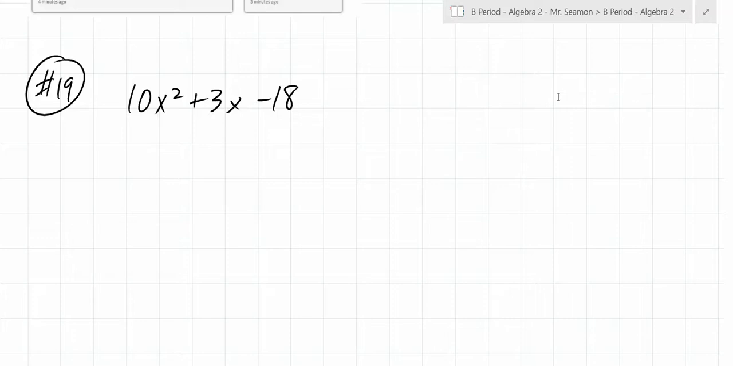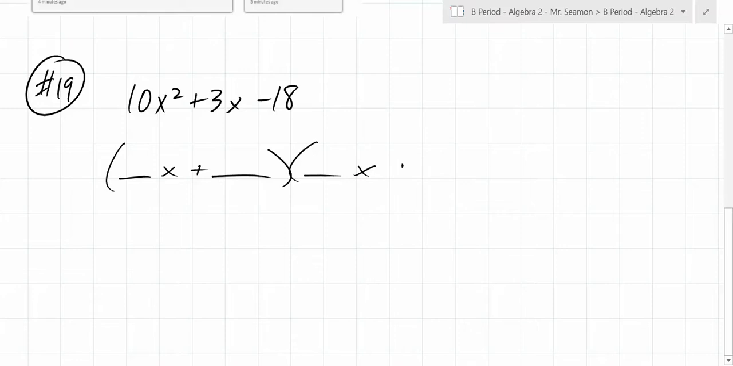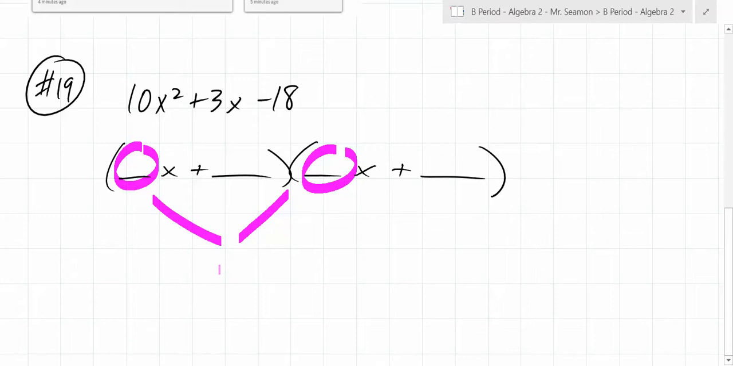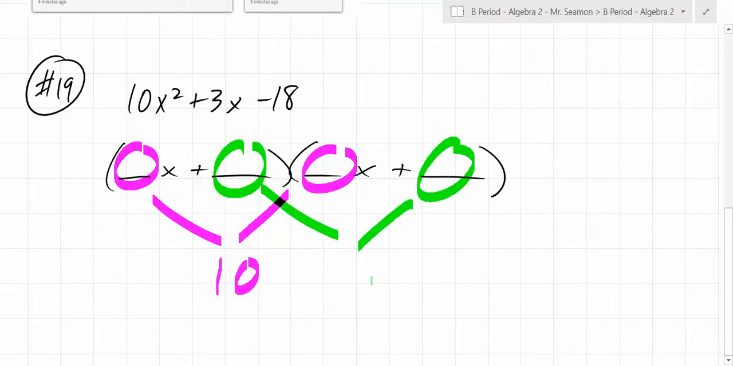So first of all, you're trying... What's your goal? Your goal is to have something x plus something times something x plus something else. And what do you know about these two first things? They have to multiply together to get 10. And then what do you know about these two? They have to multiply together to get negative 18.